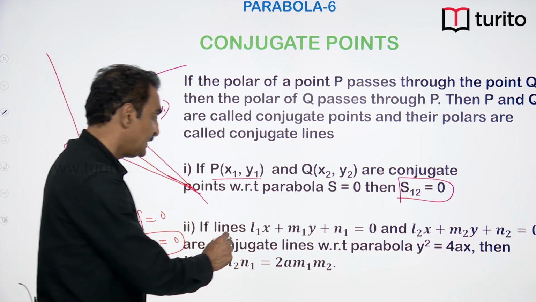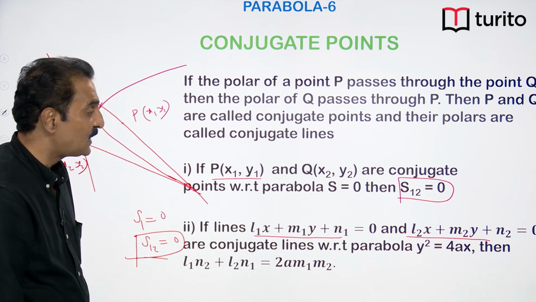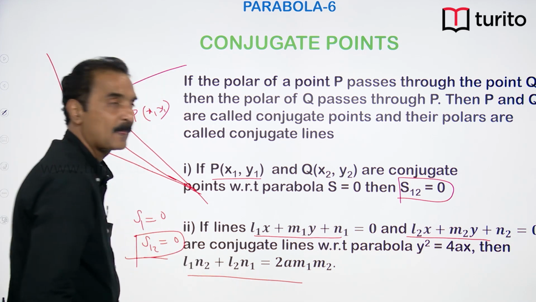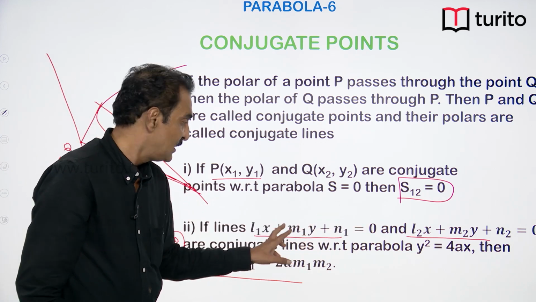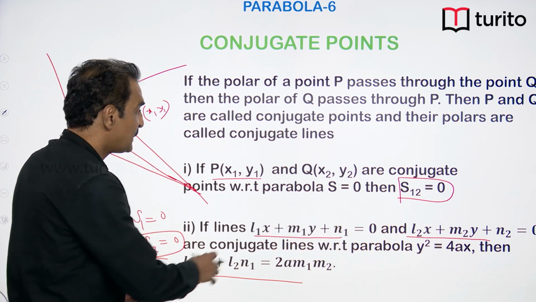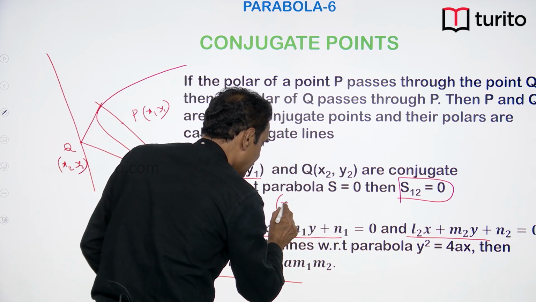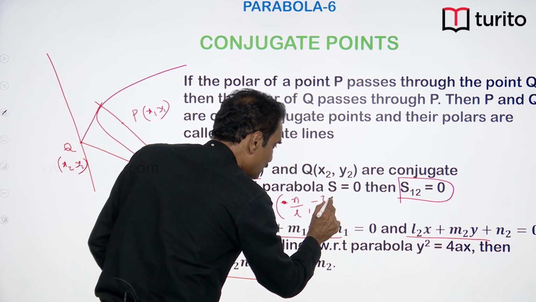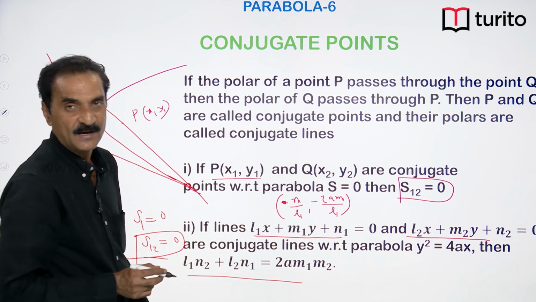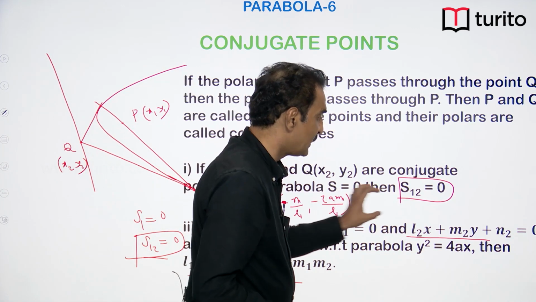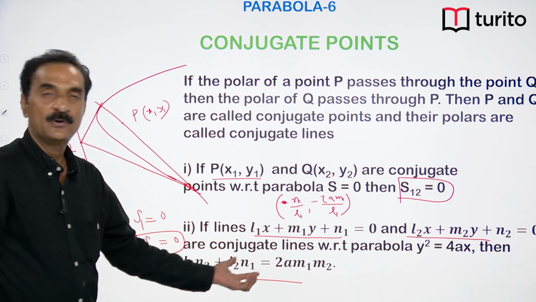Next is, if two lines with equations like this are conjugate lines with respect to the parabola y square is equal to 4ax, this is the condition. How do you get it? Find the pole of any one of the lines. If they are conjugate lines, the pole of each line should lie on the other line. What is the pole of this line? We have already discussed the formula for pole. The pole of this line is n by l comma minus 2am by l, but the line is like this, so n1 by l1 comma minus 2am1 by l1. If this pole lies on this line, then they are conjugate lines. So, substitute this point in the second equation and simplify, you are going to get this condition.